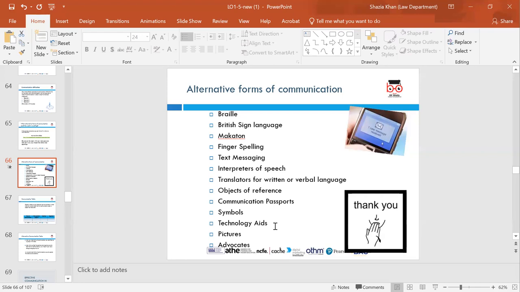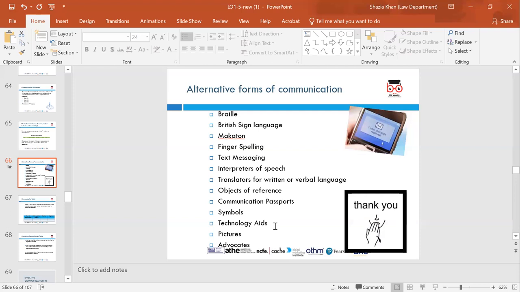Then we've got advocates, and the support of an advocate is often particularly useful in meetings when someone might not feel confident in expressing themselves. So they may want to communicate, but they're not confident in communicating. So the advocate is there to support you, to ask all the questions you want and make sure that your points have been covered in the meeting, or it's just someone there as a support mechanism.